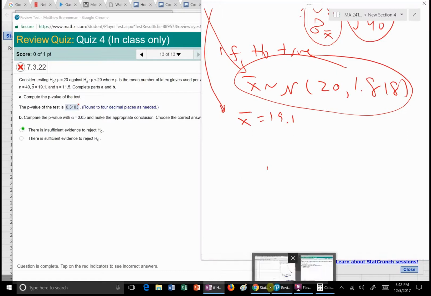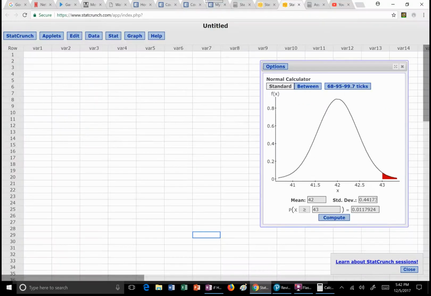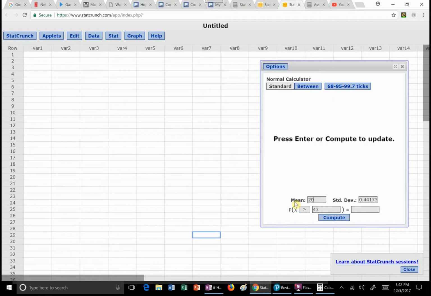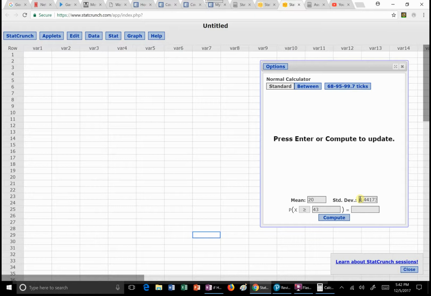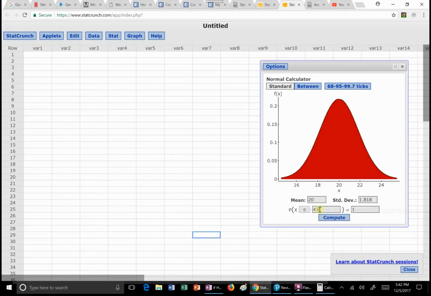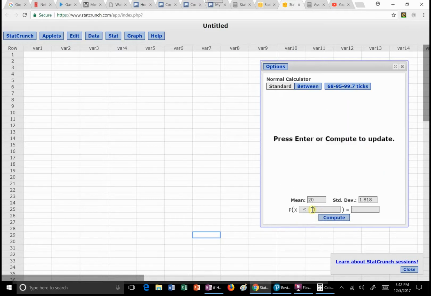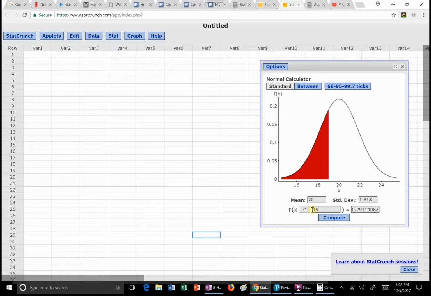Okay, so let's go ahead and put this all in StatCrunch. So this is going to be 20 under the null hypothesis, and this is 1.818. And I'm testing to see if it's less than 19.1. And there's my p-value, so it's actually quite large, 0.2911.